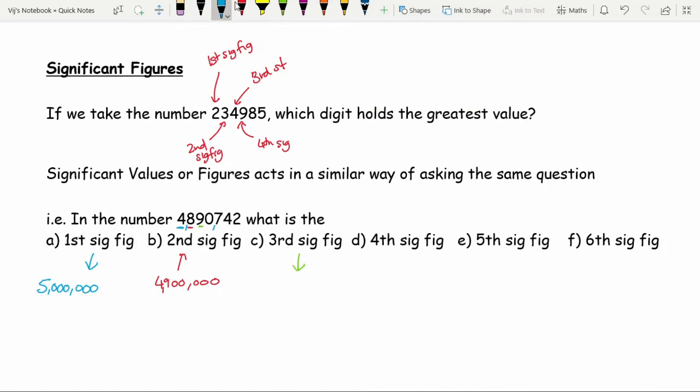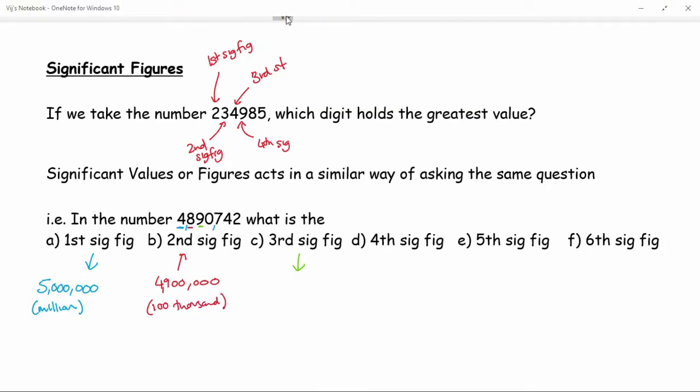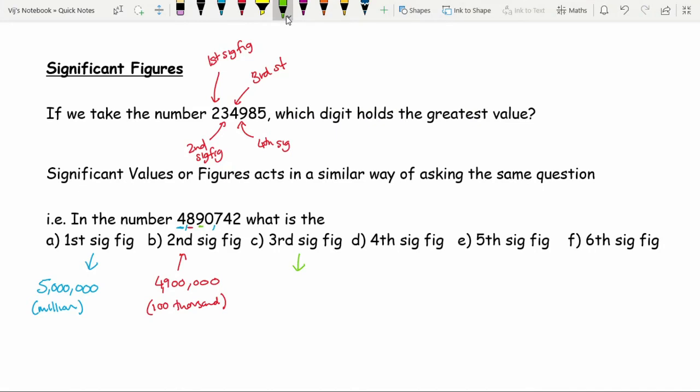The third sig fig represents 10,000, so I want to round this number to the nearest 10,000. Let me write down what we're rounding this to. So our third sig fig represents 10,000, so I'm going to round this number to the nearest 10,000, and that would be 4,890,000. The fourth sig fig represents thousands, so I'm going to round this number to the nearest 1,000, and that's going to be 4,891,000.